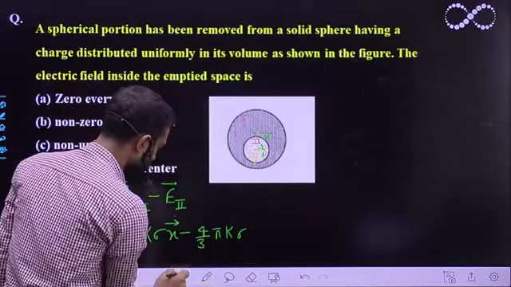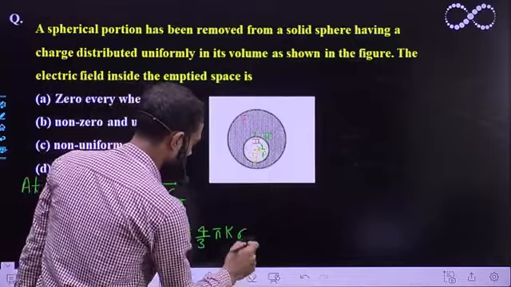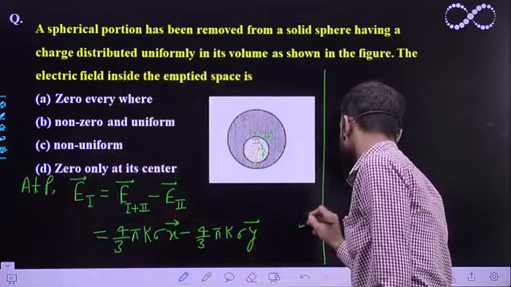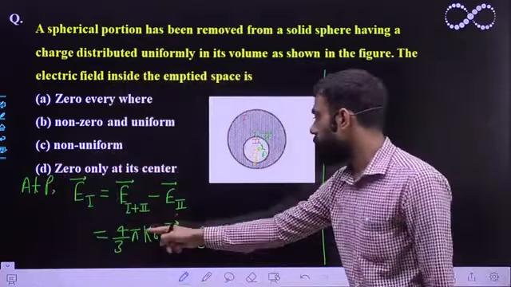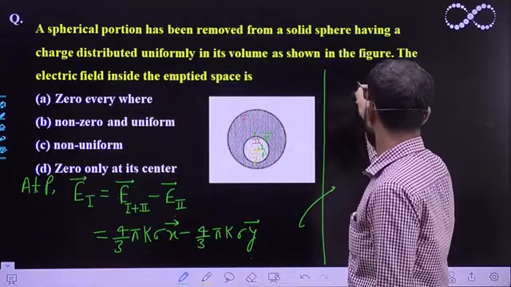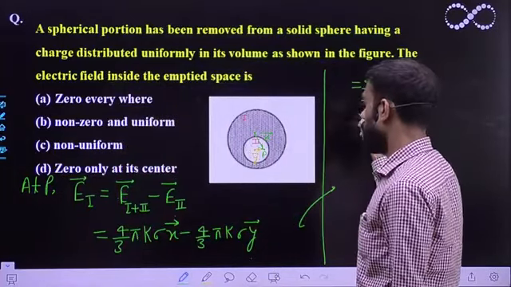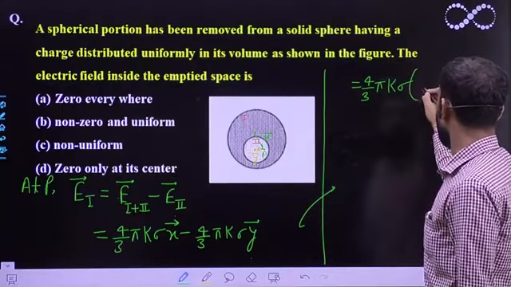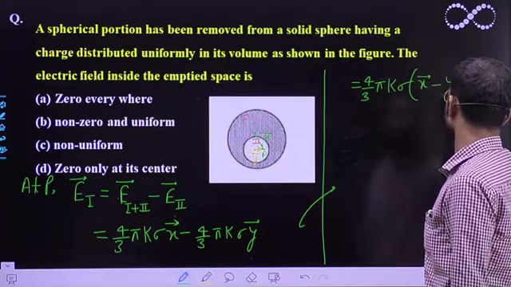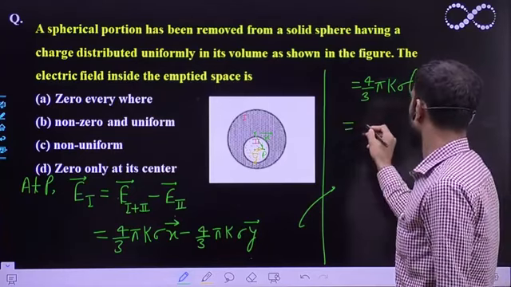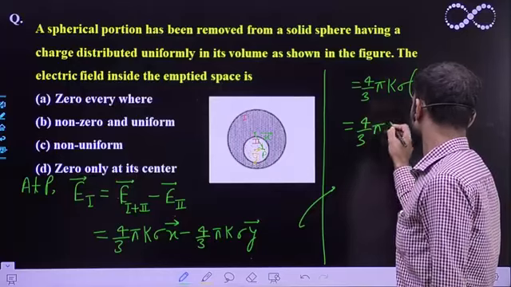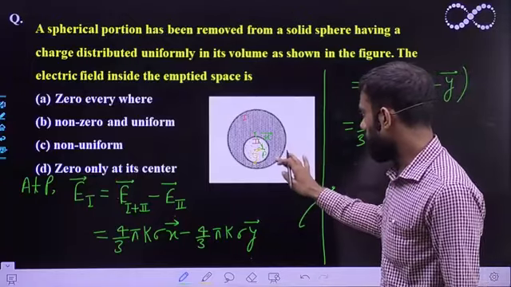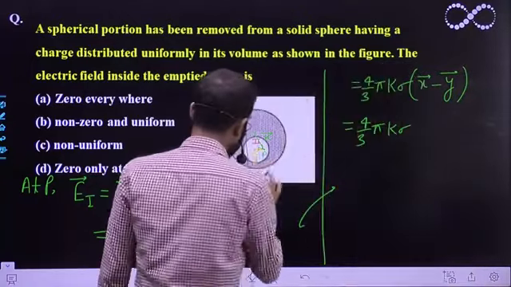So this is your y vector. Now see, everything will come outside. So 4/3 π k ρ will come outside, and this will become x vector minus y vector. So 4/3 π k ρ times (x vector minus y vector). Now x vector minus y vector will become this vector.